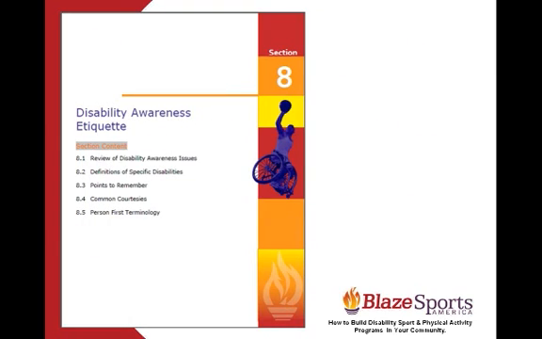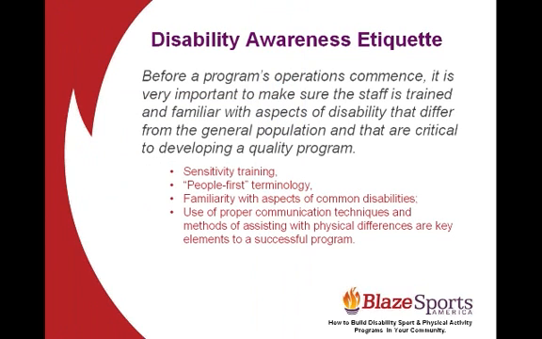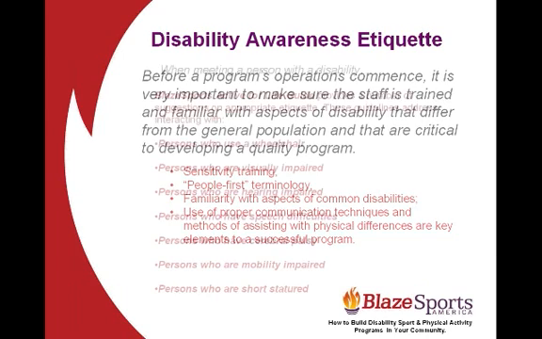Chapter 8, in terms of disability awareness, is another great chapter in terms of general information, information on specific disabilities, things to remember, common courtesies, that kind of thing. It really revolves around what we call people first terminology. Again, for those of us that have been in the field for quite a while, this is a no-brainer. But for the new volunteer, even the board member, the presentation that you want to put together for a grant, it really ought to concentrate on people first terminology.